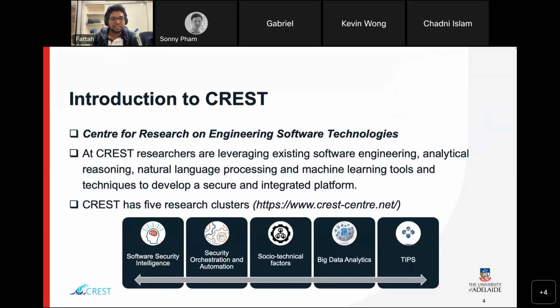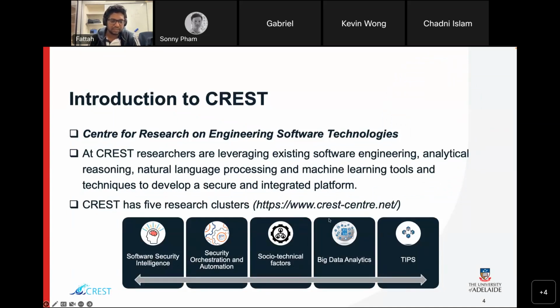So, an introduction to CREST. CREST stands for Center for Research on Engineering Software and Technologies. Here we leverage existing software engineering technologies, analytic reasoning, natural language processing, machine learning tools, and other techniques to develop secure and integrated platforms. More details about our lab can be found in the link.